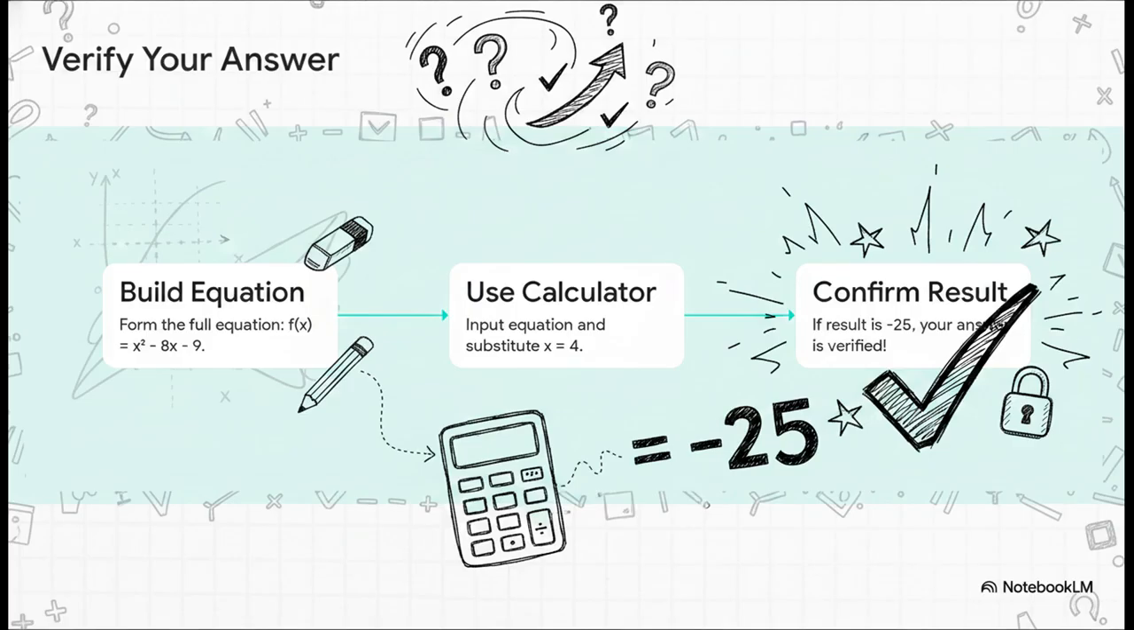Step 2. Grab your scientific calculator. Type out that exact equation, but substitute the x with the number 4 from our minimum point. Step 3. Hit equals. If your math is flawless, the calculator will spit out the exact y-coordinate of point w. It should say negative 25. If it does, you are 100% verified. You've basically reverse engineered the entire puzzle to prove yourself right.